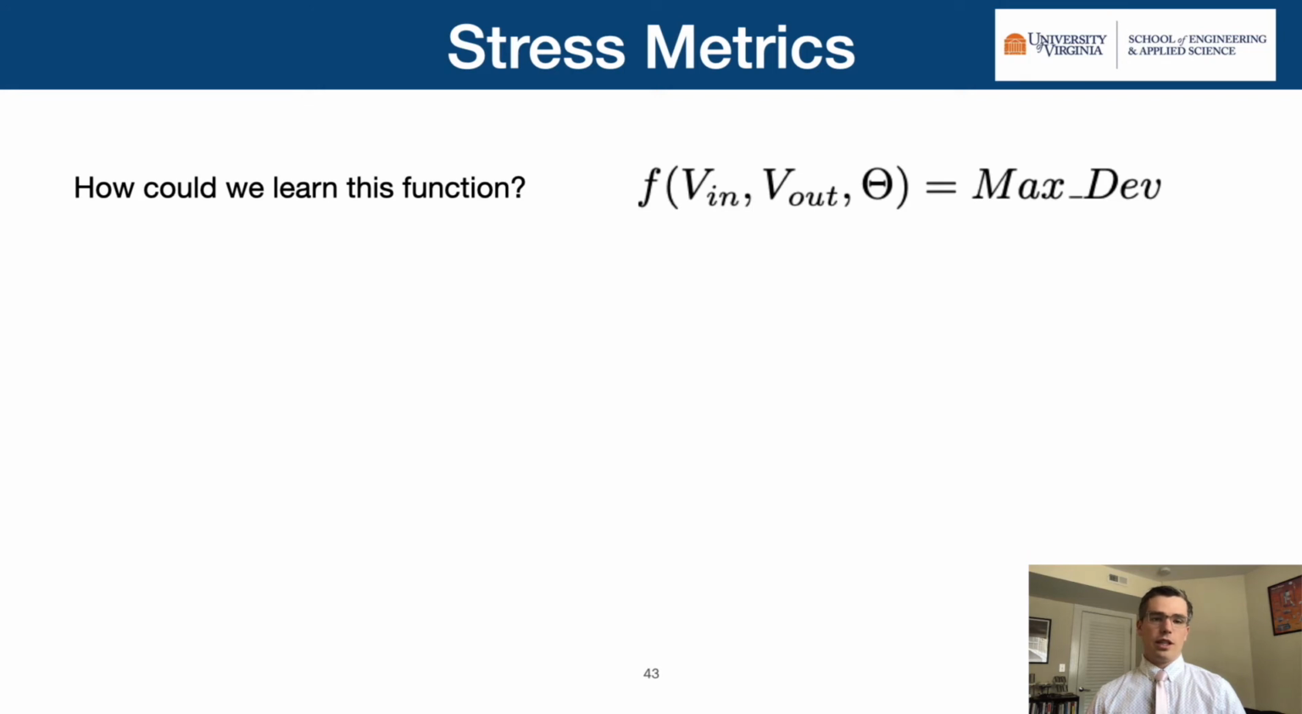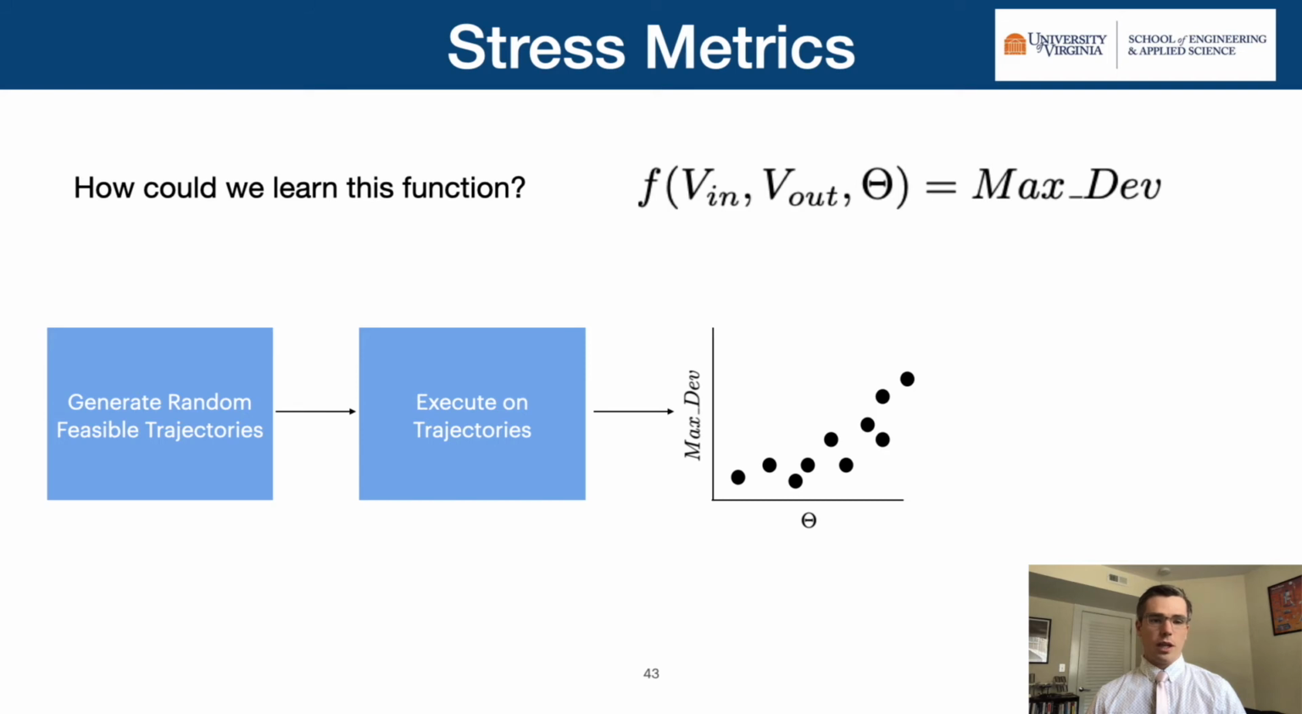So how do we go about learning these functions? We start by generating random feasible trajectories, and then we execute these trajectories and record the resulting stress measures and different features. For example, here we can see that we recorded both theta and maximum deviation. We also see that as theta increases, so does maximum deviation. We can then use machine learning to learn a function that fits the data.